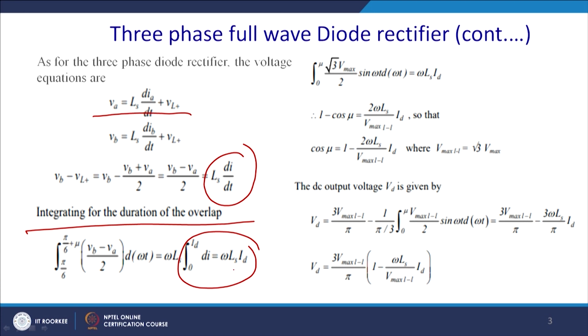By integration we find that cos mu equal to 1 minus 2 omega Ls ID divided by the line to line voltage, where the line to line voltage equal to root 3 Vmax. From there we can see that this part is the DC output voltage without the source inductance, and due to the source inductance this part is added and will reduce the DC bus voltage. So, this is the effect of the source inductance in a diode rectifier feeding an RL load.